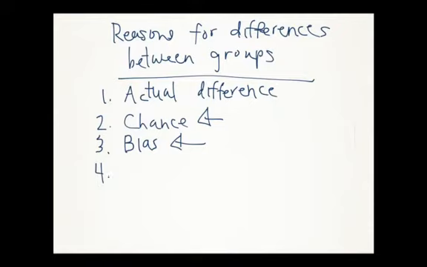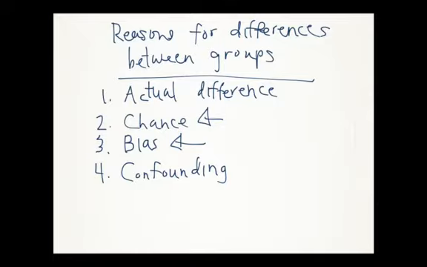And then we could also have confounding. We'll talk more about confounding as this course goes on. So I won't say too much about it here, but this is another reason why we could observe a difference between groups. So statistical tests are designed to determine if the observed difference between groups, that is to say, the observed difference between our samples, is due to chance or whether it's an actual difference.